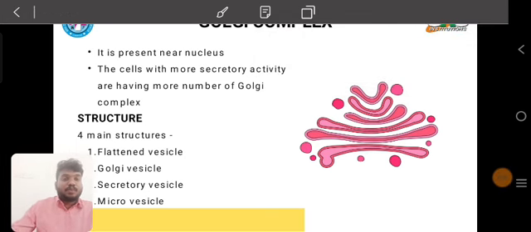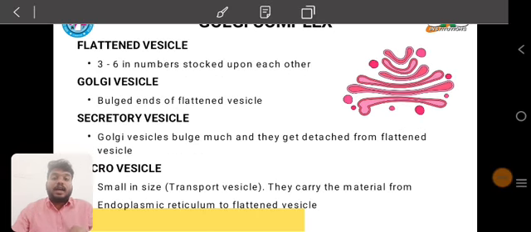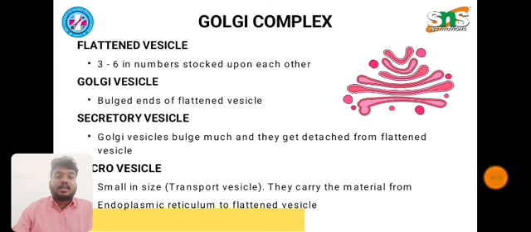You can see through the pictures the flattened vesicles, 3 to 6 in number, stacked on each other. You can see 1, 2, 3, 4, 5, 6. There are six flattened vesicles there, and Golgi vesicles bulge from the flattened vesicles. You just see the end, where there is a bulge. The secretory vesicles bulge much and get detached from the flattened vesicles. Microvesicles, small in size, are transport vesicles. They carry material from the endoplasmic reticulum to the flattened vesicles.